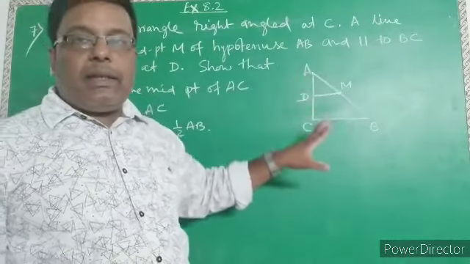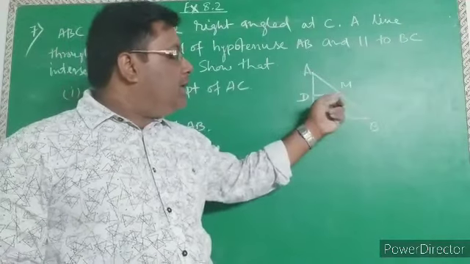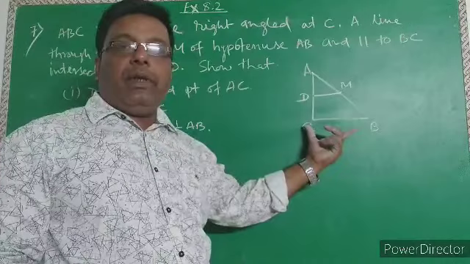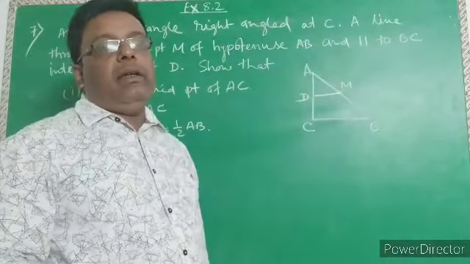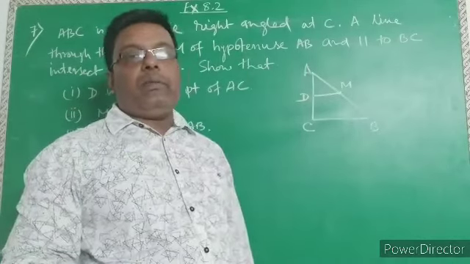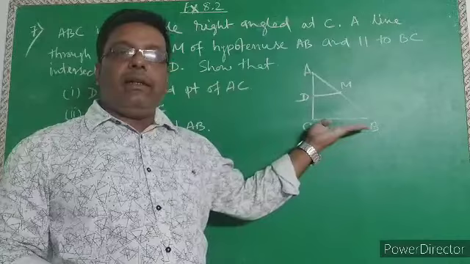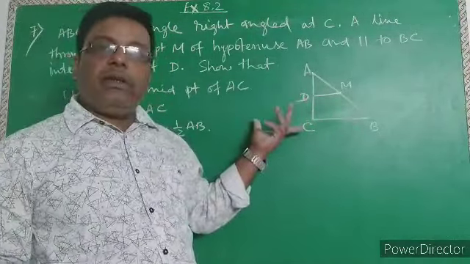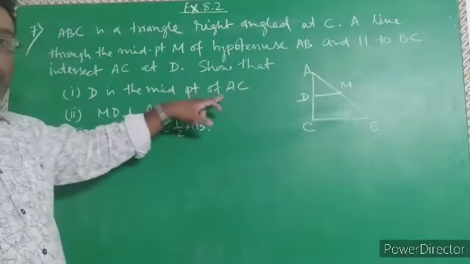So ABC is a triangle and M is the midpoint of AB and DM is parallel to the side BC. That means by theorem 8.10, if we draw a line through the midpoint of any one side and parallel to another side, then it bisects the third side. That is, D is obviously the midpoint of AC. So this is the proof.